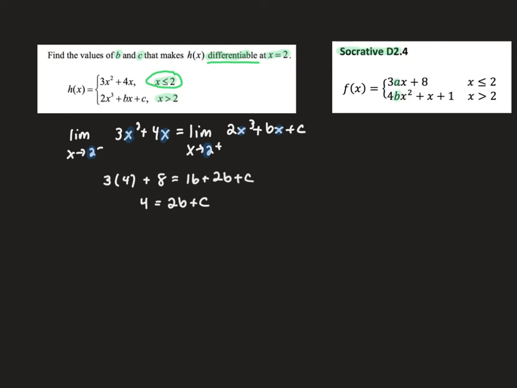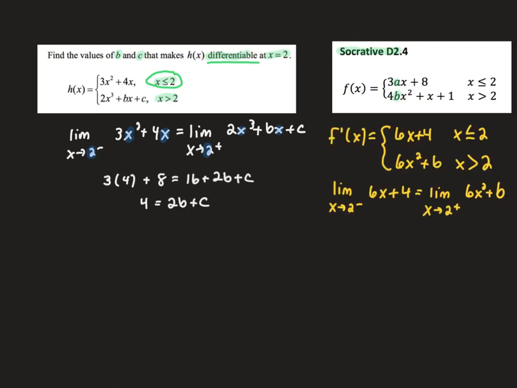Now I'm kind of stuck because I have two variables and only one equation, so I need to generate a second equation. So far, all I've done is address the continuity that needs to happen, but now I'm going to address the differentiability. Over here I have found my derivative function, and I need the limit as x approaches 2 from the left to equal the limit as x approaches 2 from the right. What I'm doing here is ensuring that the two pieces meet in a smooth manner, so that those slopes just blend into each other and I don't create a corner point.